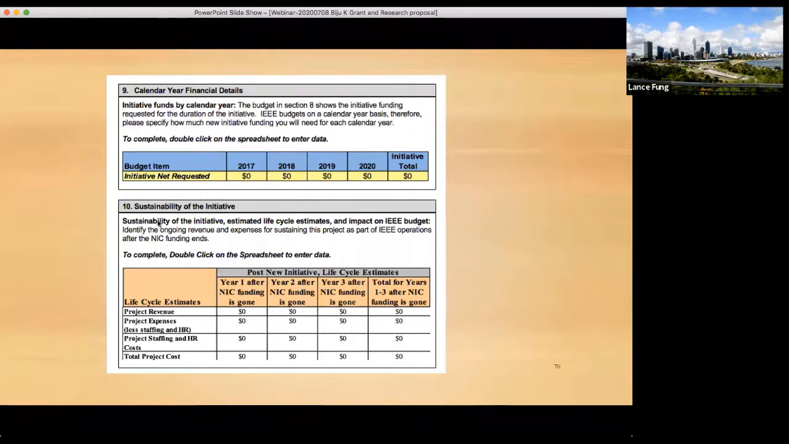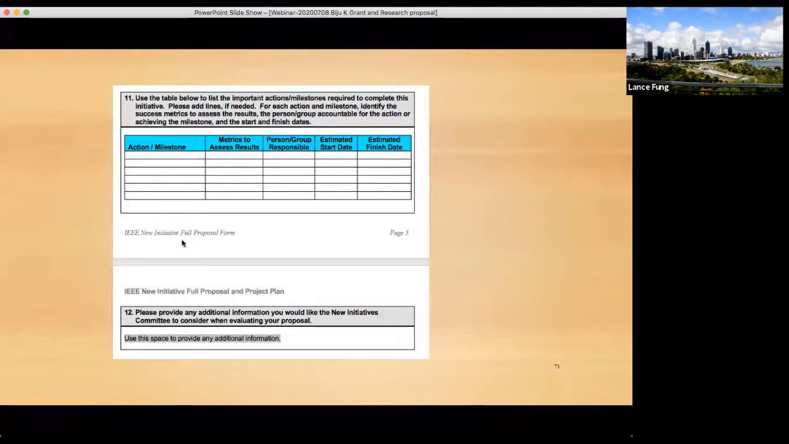And also in particular, on sustainability, we ask you, what is the post-life cycle estimate? So once the money is finished, how are you going to fund it after the IEEE funding has finished: 1, 2, and 3 years, etc. And then what are the milestones? Okay, you need to explain.